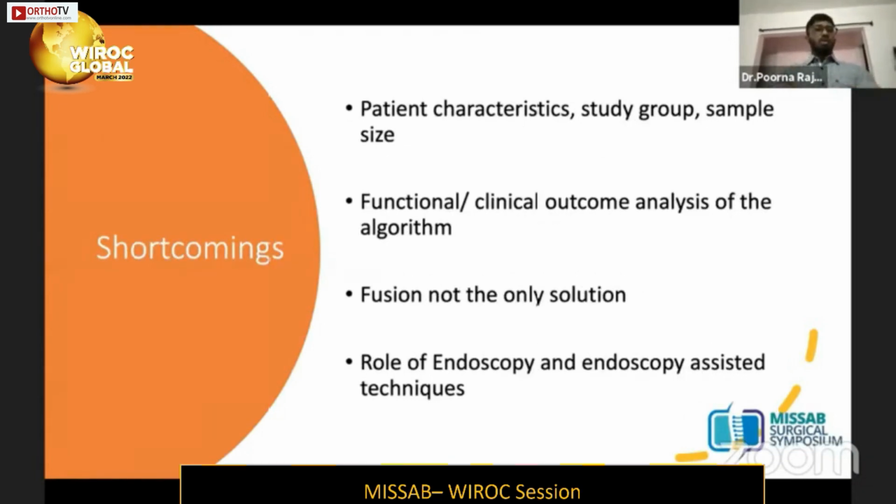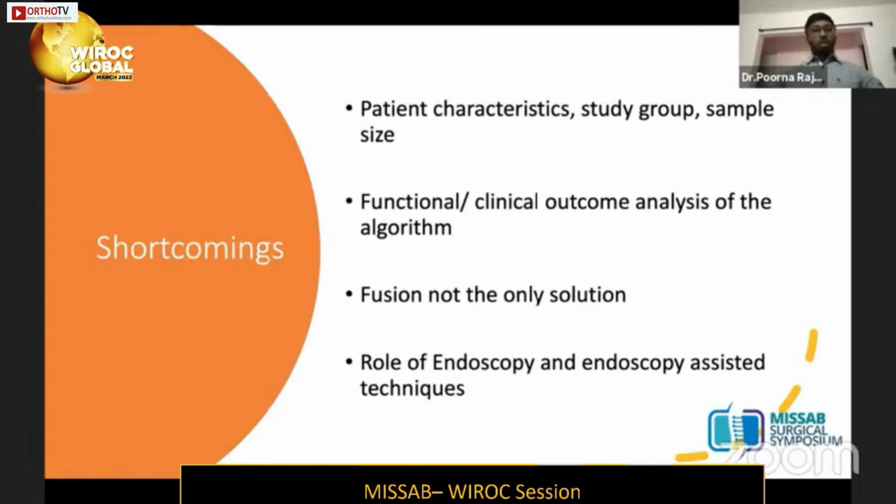So what are the shortcomings of this algorithm in this paper? They have included these patients from 2012, but nothing has been mentioned regarding the study group included, what the sample size is, and what the patient characteristics are. They have not described how they have included patients or what the sample selection criteria are. All those things have not been included. And again, there is no functional or outcome analysis for their algorithm. This is just an algorithm which they have formulated with their own experience, but no outcome analysis paper is available till now for this algorithm.